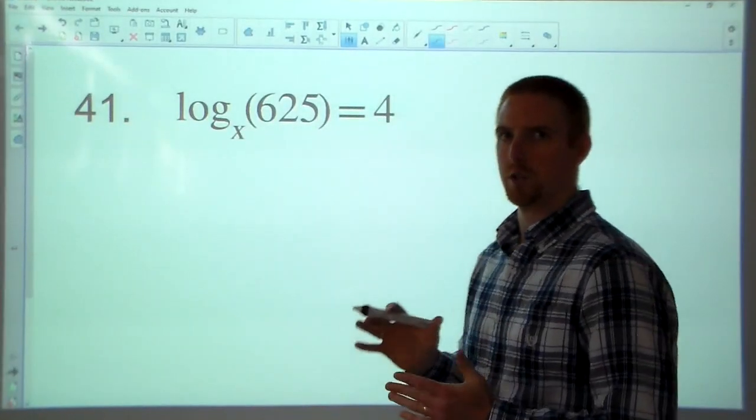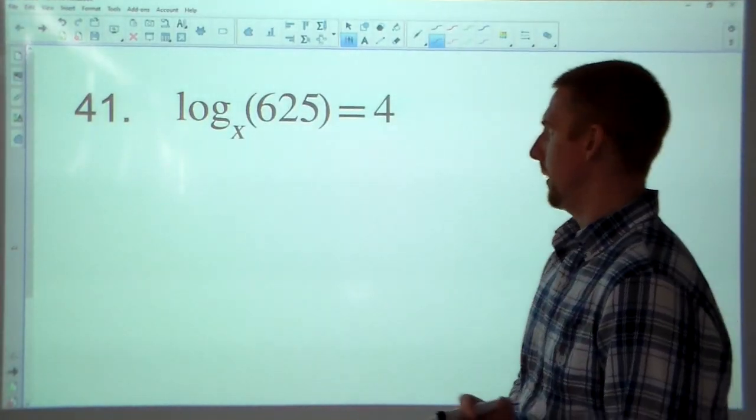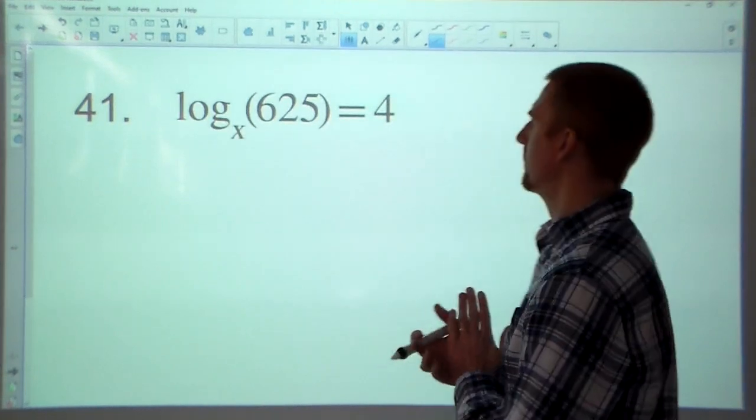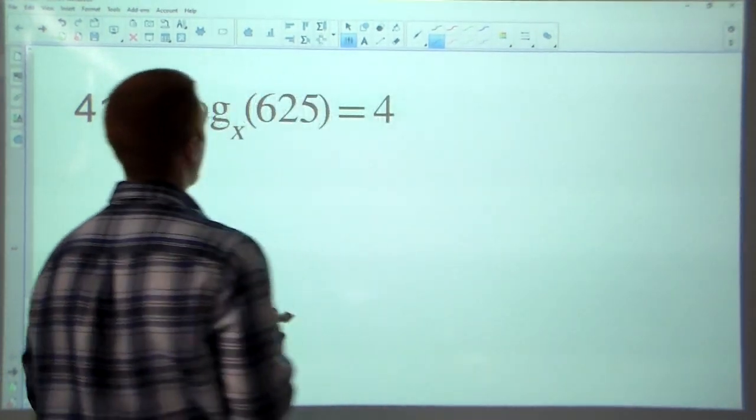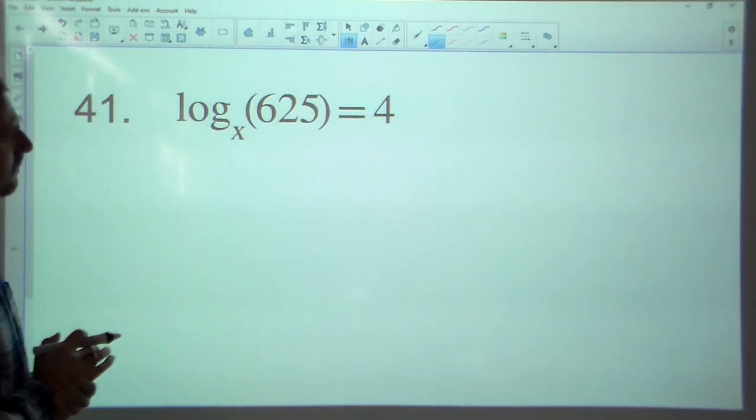Let's take a look at some of the common questions from 3.4. These are all about solving equations involving logarithms. So first one here, log base x of 625 equals 4.